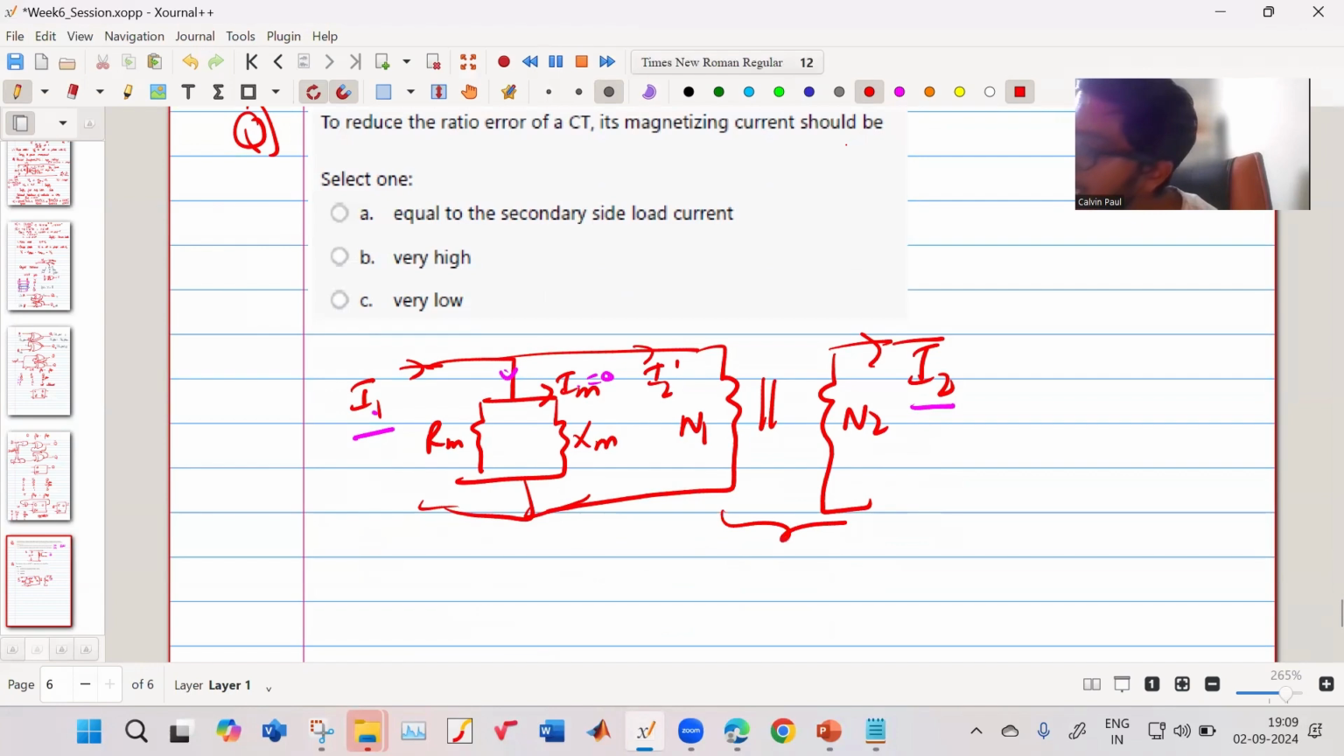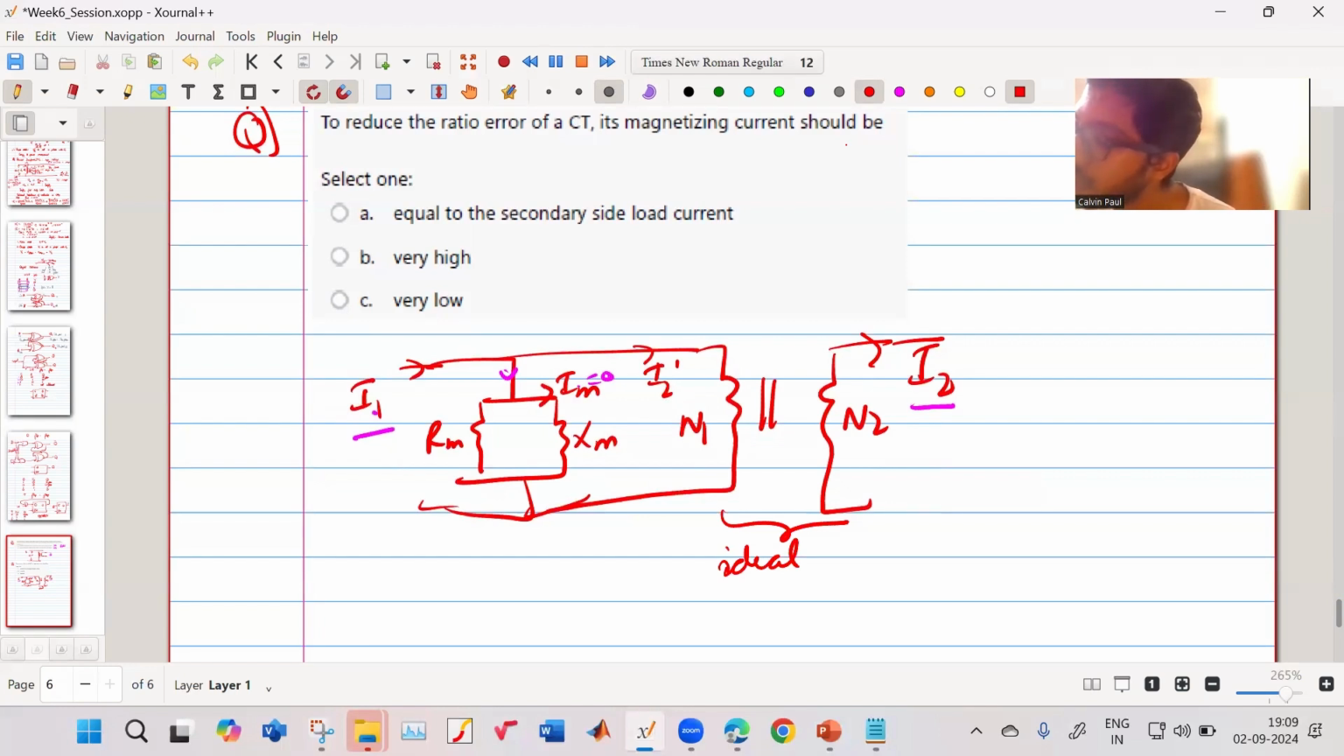So this actually is the ideal transformer part. Why I always use this representation is because it gives you insight into why we must not leave my transformer open circuited, why I should not leave my CT open circuited, why I need the magnetizing current to be low. This model helps you to understand that. That is why this is known as the equivalent circuit model of the transformer. So this part is an ideal transformer.